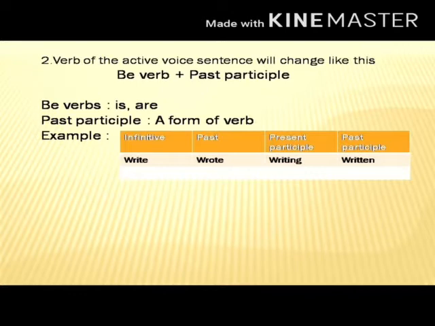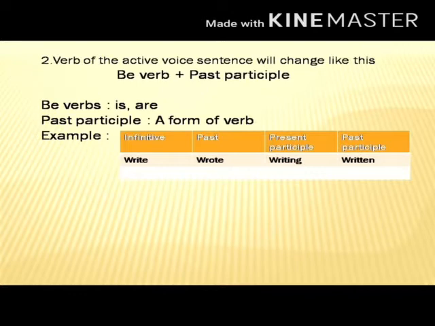Let's see what are be verbs. Be verbs are the stative verbs. There are three be verbs in simple present tense. They are am, is and are. But we use is and are in passive. We don't use am in passive voice.